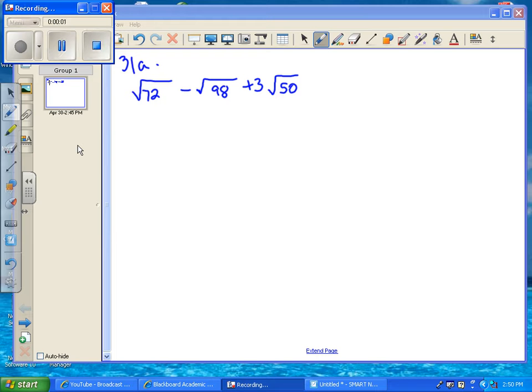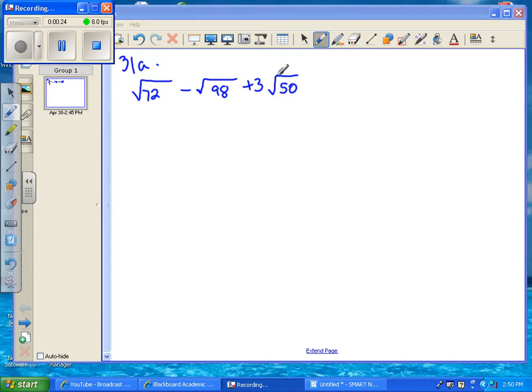Number 31 says perform the indicated operations and simplify. So I have three radicals that I am adding or subtracting, and they're not perfect squares. I look at each of these and it's not a perfect square. And they're not like radicals. Like radicals, remember, have the same index, and these are square roots, so the index is 2, and then exactly the same radicand, which these do not have. So like this, I could not combine these.